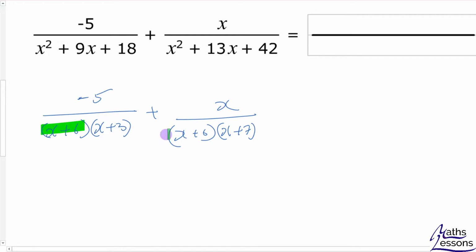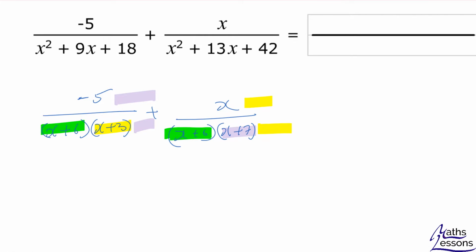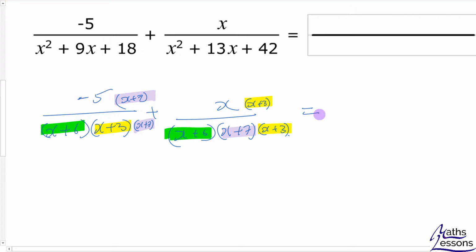And again, we can see we've got a common factor here and here, so we don't need to times by that. So I'm going to times top and bottom of this by x plus 3. I'm going to times top and bottom of this one by the x plus 7. And then I've got the same things on both the top and the bottom. So x plus 7 there, x plus 7 there, and x plus 3 here, and x plus 3 here.